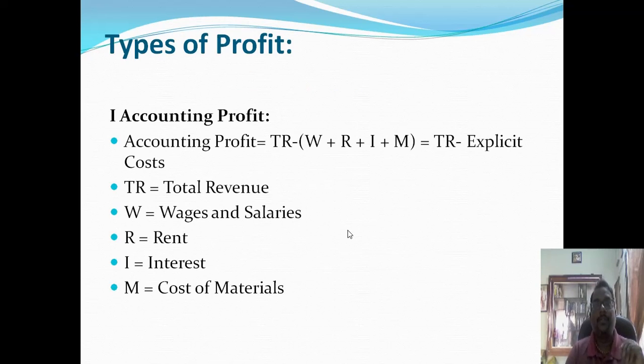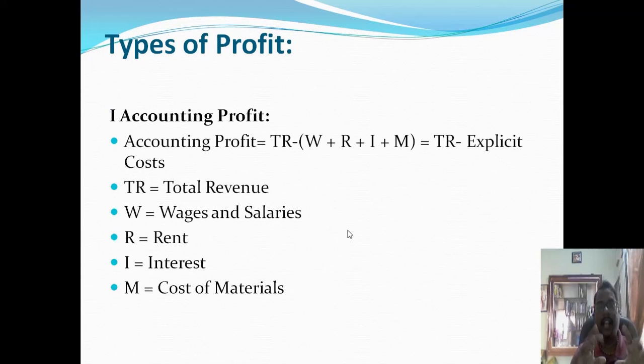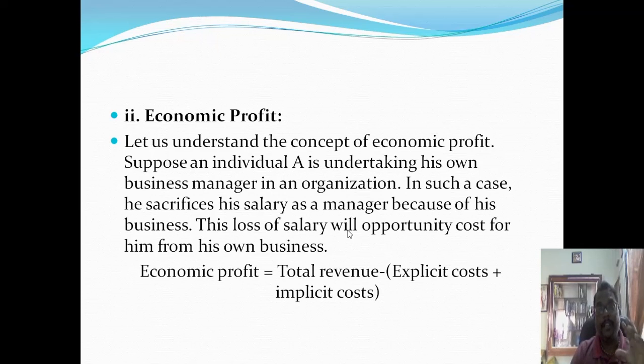In the next slide, I am going to explain the types of profits. When you go through some books, they give 4 or 5 types of profits, and in others 6 or 7 types. But being short of time, I want to explain the very basic types of profits: the first is accounting profit, and the second type is economic profit.